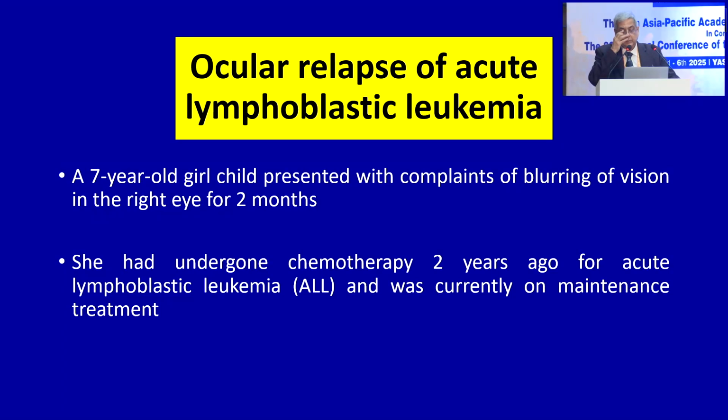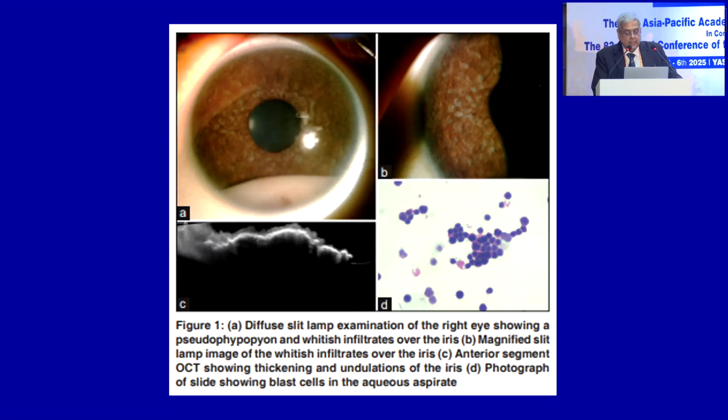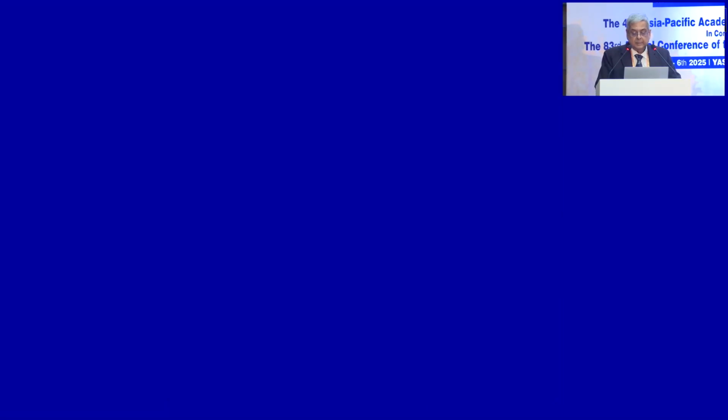Ocular relapse of acute lymphoblastic leukemia can occur. This is a 7-year-old girl who had a complaint of blurring of vision for 2 months. She had undergone chemotherapy 2 years ago for acute lymphoblastic leukemia and was currently on maintenance therapy. And you can see the convex hypopyon, infiltrates in the iris, the bumpy iris surface with infiltrate on the surface of iris. Here also AC tap showed acute lymphoblasts.